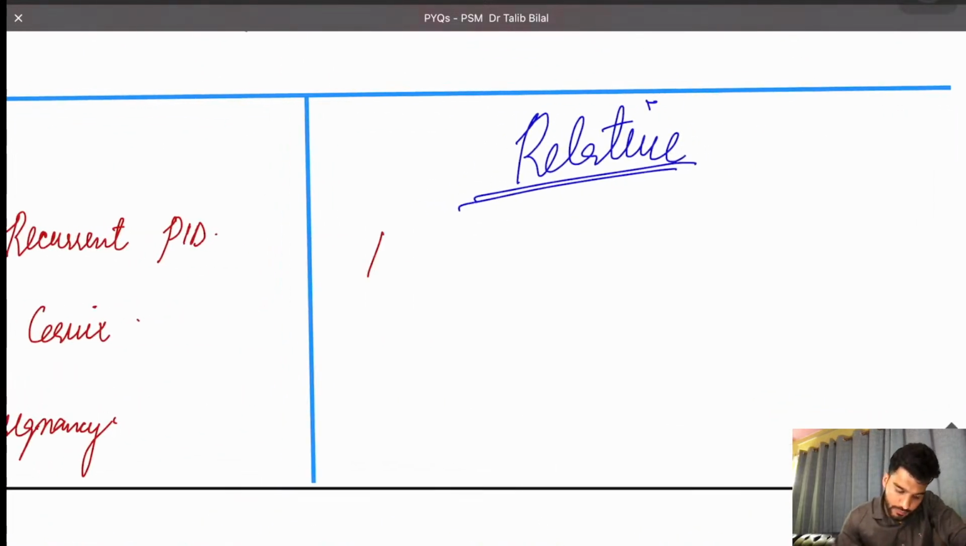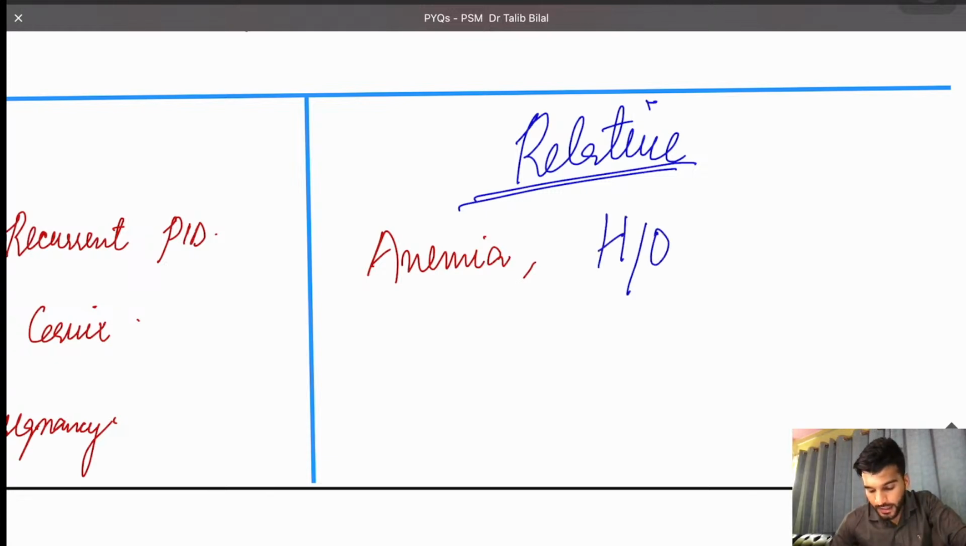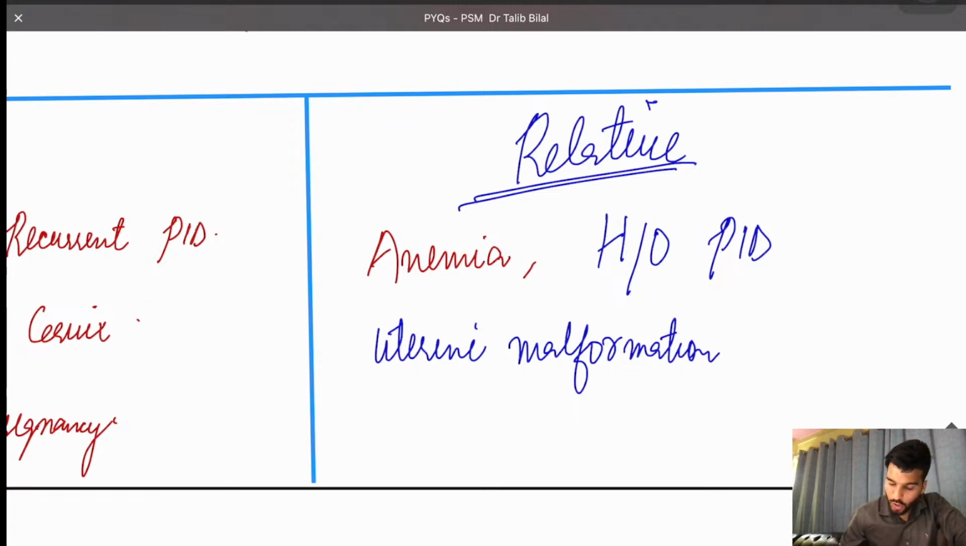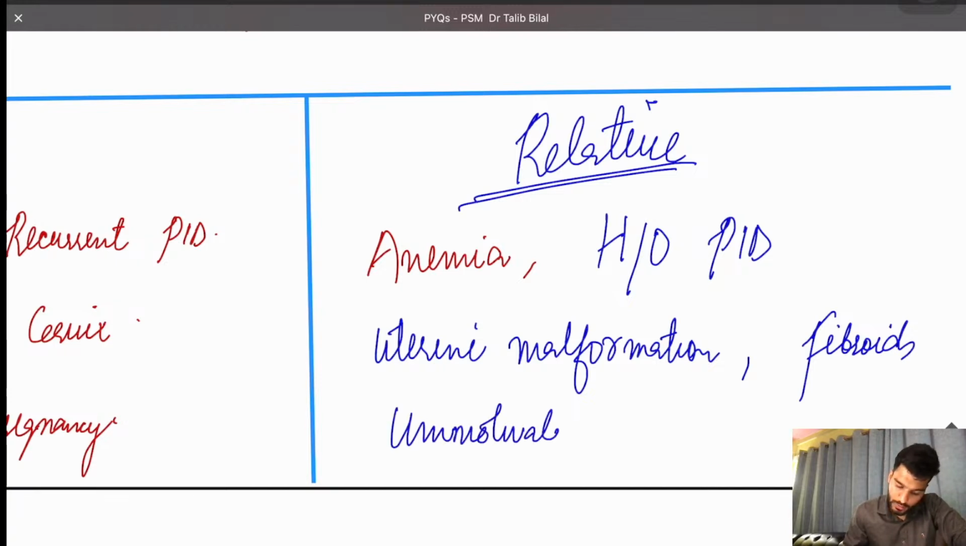If I talk about relative contraindications, write it down, guys. If the patient is having anemia, that will be a relative contraindication. Also a history of PID, any purulent cervical discharge, uterine malformation, for example unicornuate uterus, bicornuate uterus, or septate uterus, or fibroids, or an unmotivated person who doesn't want it. These are relative contraindications.